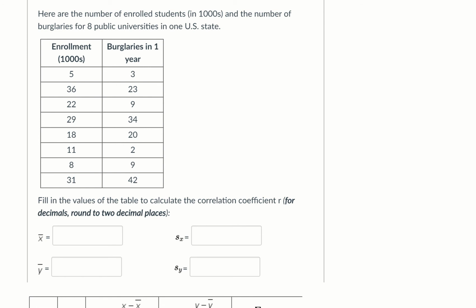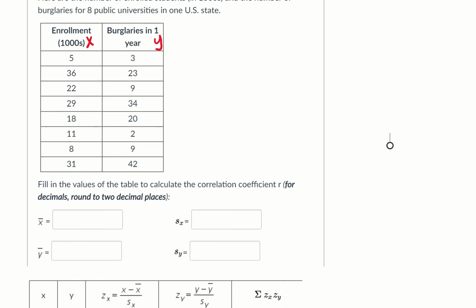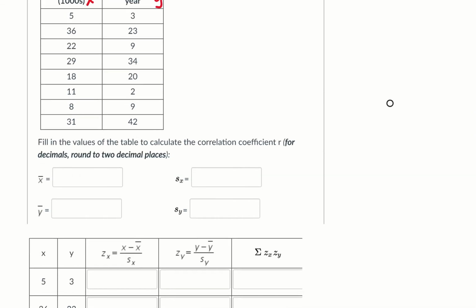So with people in the area, there's more valuables and things like that. There's other variables at play, but what we can say here is there's probably a relationship between those two, and probably the enrollment is going to explain the changes in the burglaries. Okay, so X is explanatory, Y is response. So fill in the values of the table.